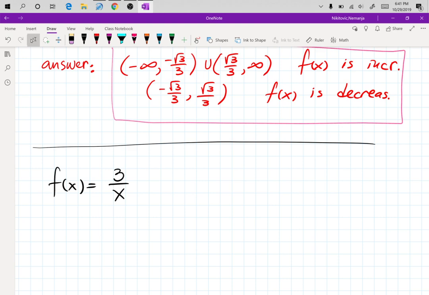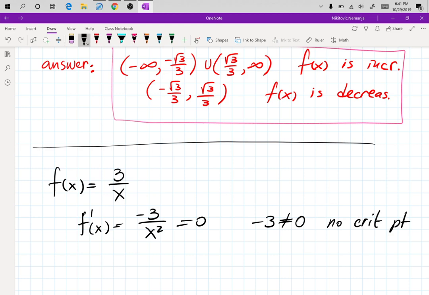So, when you do the first derivative test, you will partition your domain using all critical points and all vertical asymptote locations. In this case, we don't have any critical points, but we do have a vertical asymptote at 0. So you will have a partition at 0, a dividing line, and there will be partitions negative infinity to 0 and 0 to infinity. So f prime of x is negative 3 over x squared. When you set that equal to 0, you get negative 3 equal to 0, which is not true. There are no critical points, which implies no min or max.